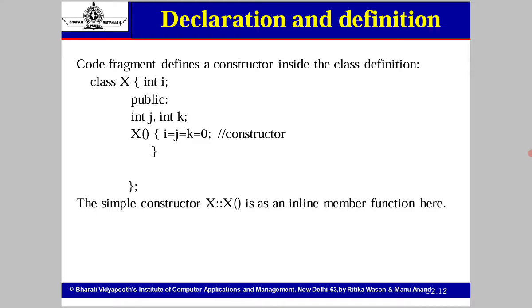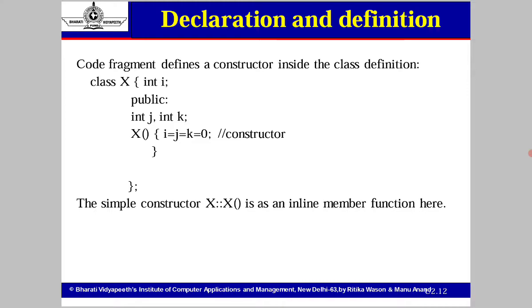i is the private variable or local variable. Public means we are initializing some other variables and constructors. Why? Because all the constructors are defined under public access only. So public: int j, int k, and again we are using X. The class name is X and the constructor name is X.